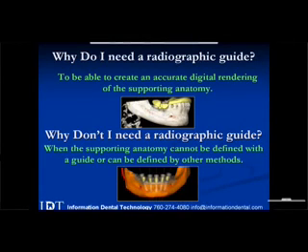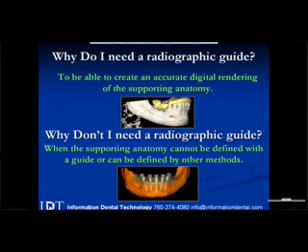So a lot of people have asked me, why do I even need a radiographic guide? I really don't want to take an impression and send it to the lab. So the reason that we need a radiographic guide is because of all the varying densities in a cone beam scan, especially at the crown level and at the tissue level, you don't get a clear definition for us to get a surgical guide that's going to fit to our standards.